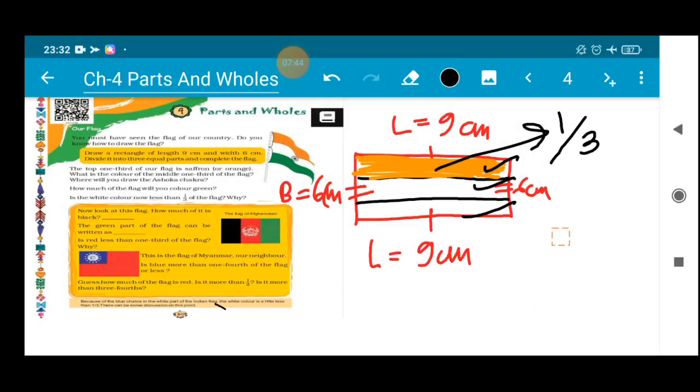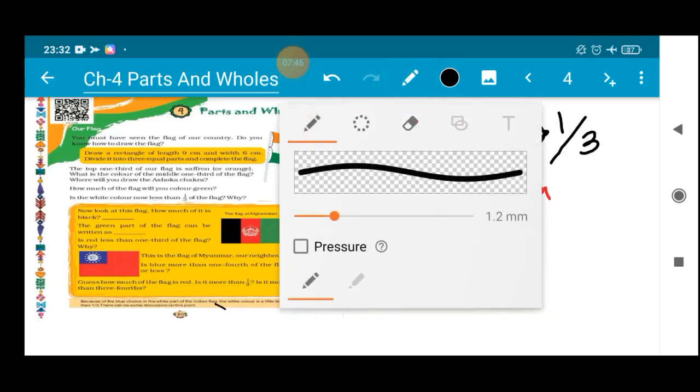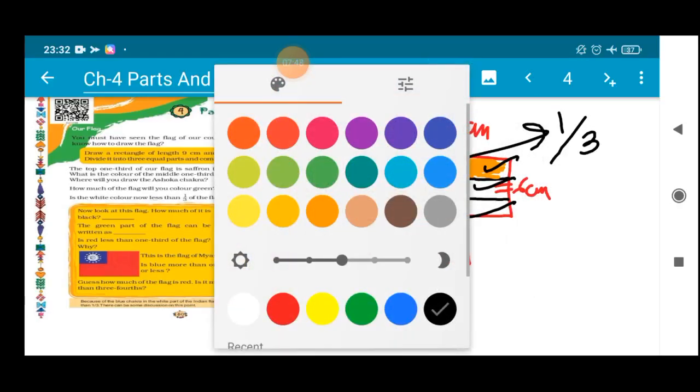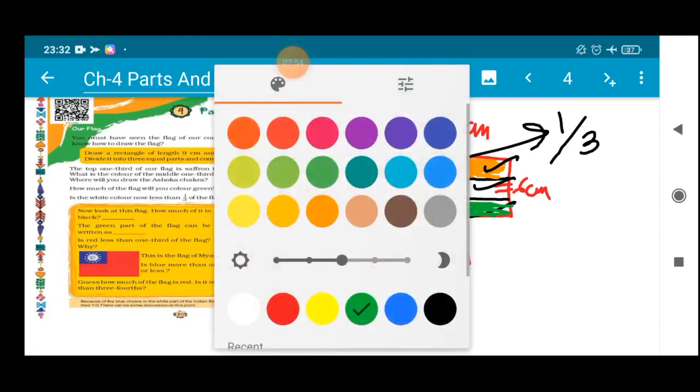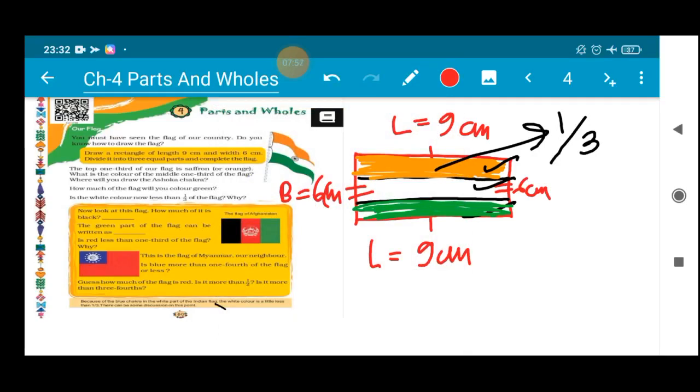So next we have, then we will color the bottom one with the green, and the middle will remain white only. You can use this black to make a chakra here. Okay, so the top 1/3 of our flag is saffron or orange, which I have done here. What is the color of the middle 1/3 of the flag? So the middle one should be white.